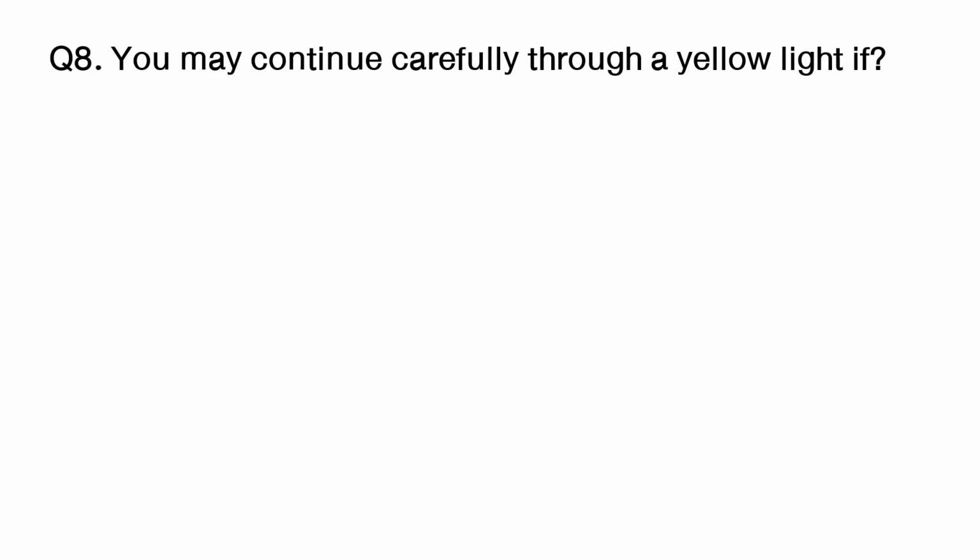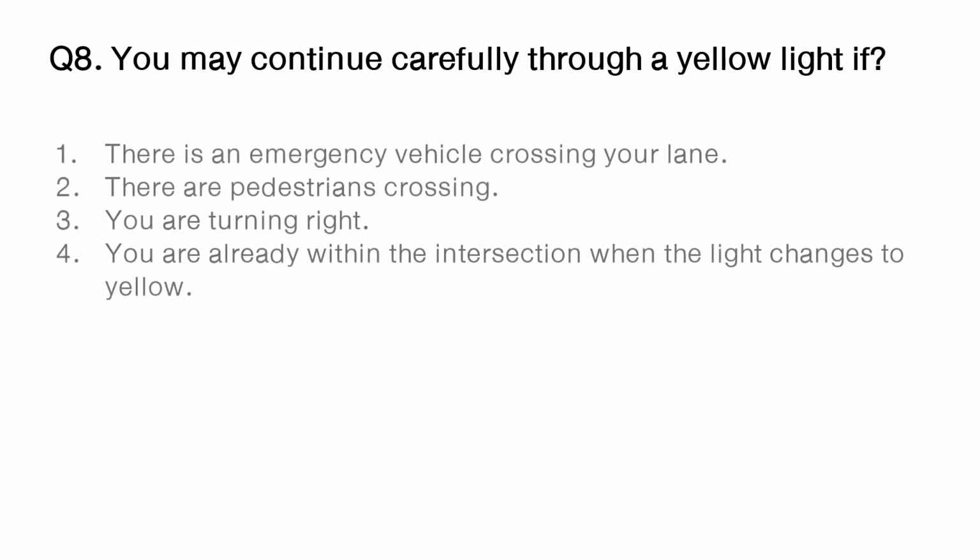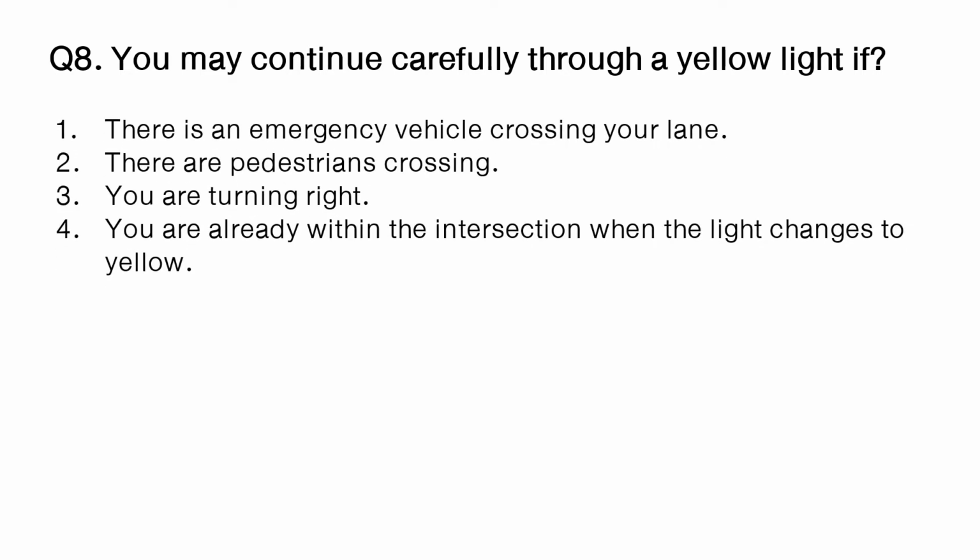Question. You may continue carefully through a yellow light if, option number 1, there is an emergency vehicle crossing your lane. Option number 2, there are pedestrians crossing. Option number 3. You are turning right. Option number 4. You are already within the intersection when the light changes to yellow.